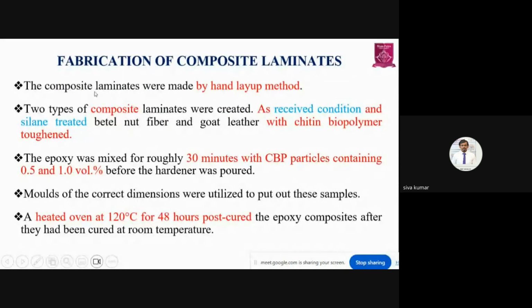Now, the fabrication of composite laminates is by hand layup, and I created two types: one is the as-received condition and the other is the silane treated condition. The epoxy was mixed with CBP particles containing 0.5 and 1% for the last two specimens, that is FLF1, FLF2. The molds of correct dimensions can be made using silicone, or you can use normal wood also. After completing fabrication, I post-cured at 120 degrees Celsius for 48 hours. The epoxy composites were then cooled at room temperature.